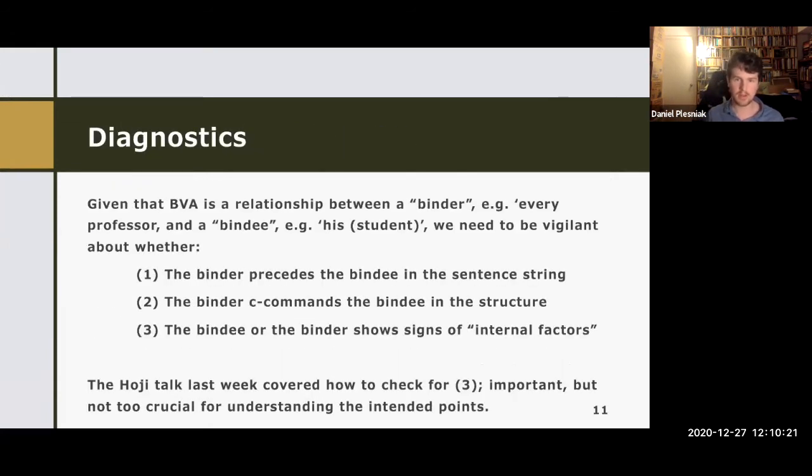Purely external factor. That the binder C-commands the bindee in the structure, that it sits in a structurally privileged position to the bindee, or that the bindee or binder have some special internal factors that are complicating their behavior. Hajime's talk last week covered a lot of how to check for 3, which is important, but not necessarily too crucial for understanding what I'm going to show. I will go over it a little bit.